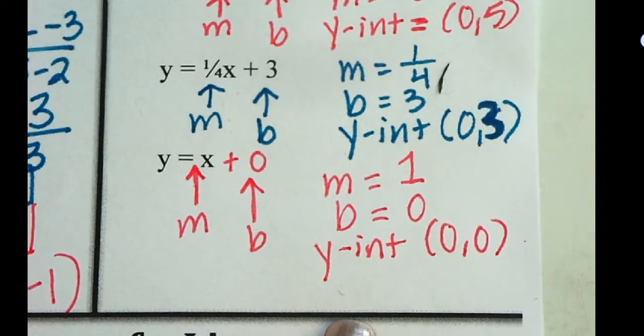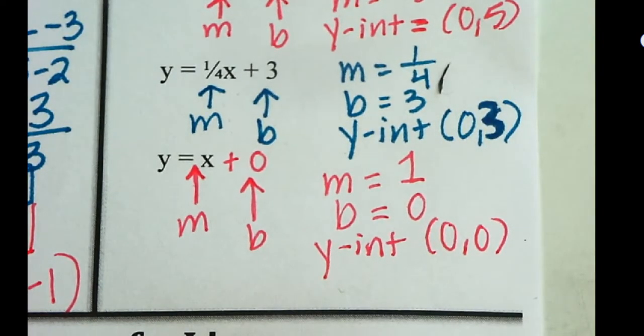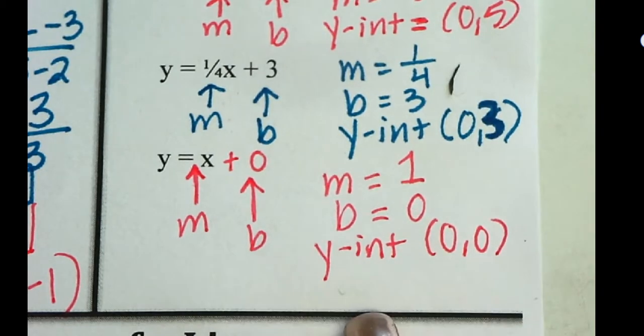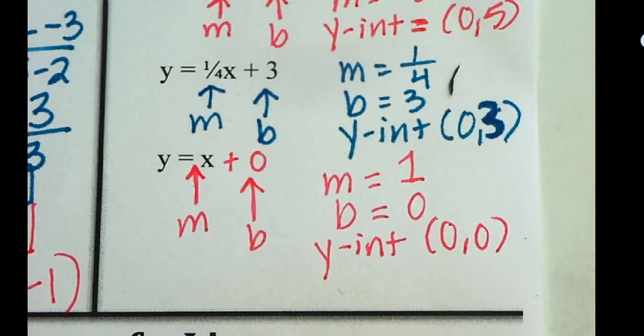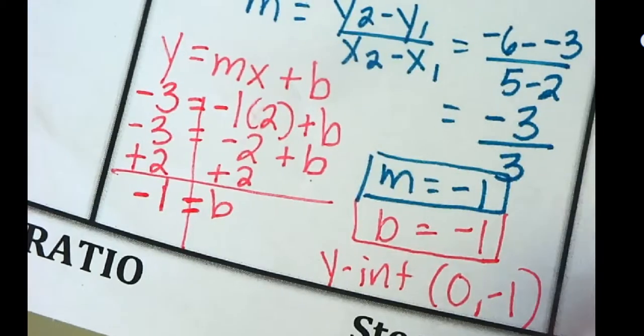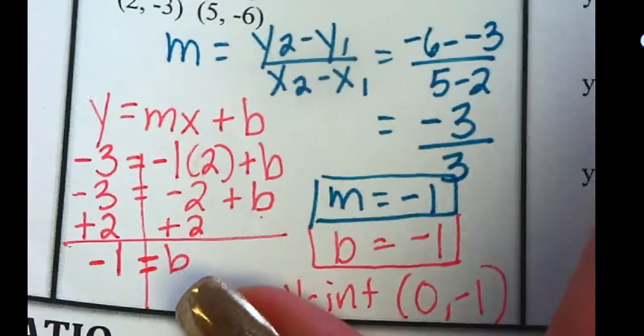Okay? So now we've learned how to find slope and y-intercept 4 different ways. So we're going to go ahead and take the foldable, put it in our notebooks, and then we'll do some review in class. And that's it.